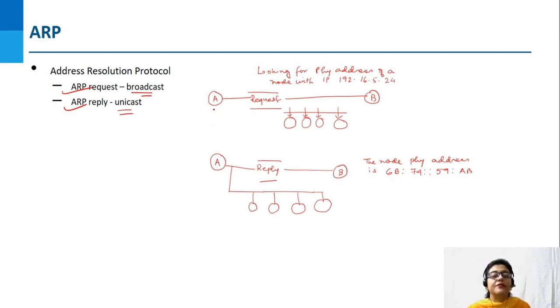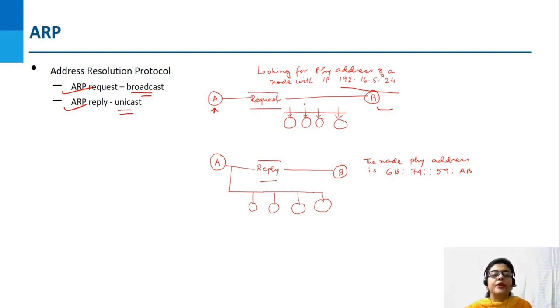Let's say there is a device A which is on one side of the internet and it wants to know the physical address of the device B which is connected to the internet on the other side. Now A wants to send messages to B, so it knows the IP address of B. Now this IP address of B is 192.16.5.24. In order to transfer the messages to node B, it must know its physical address. So A will send an ARP request.